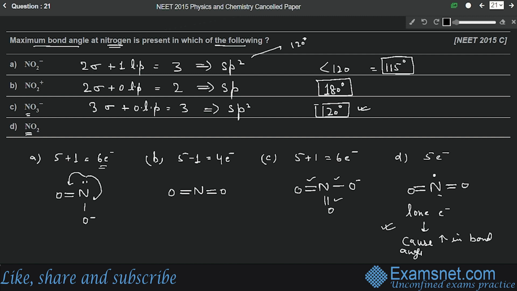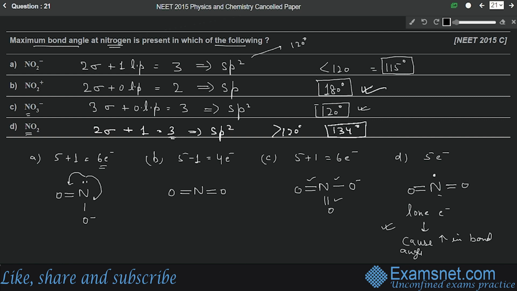Here the hybridization is what? Hybridization is 3, because, sorry, 2 sigma bonds are there plus 1 electron is there, so that will also be taken as 1 orbital. So 2 plus 1, that means 3, and it will be sp2 hybridization, but the angle will be more than 120 degree in this case due to the presence of single electron. So it will be exactly, if we say, 134 degree. So if we compare the bond angles, which one is the maximum? Second one, 180 degree is the maximum, so option B will be the correct answer.